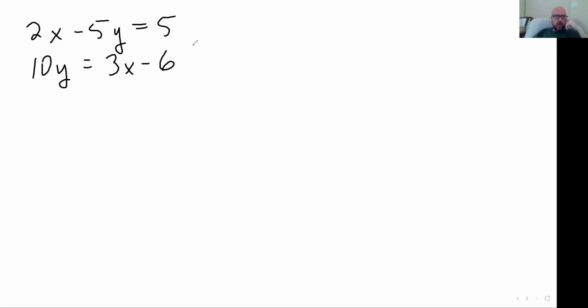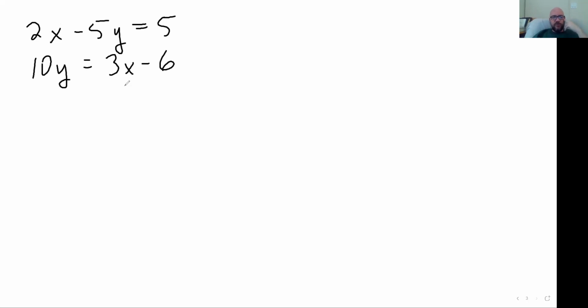Okay, so with the substitution method, the idea is that you want to solve for one of the variables and plug it into the other equation. And I'll show you what I mean by that. I want to get either x or y alone in either of these equations, and it does not matter which one you do. Some will be easier than others, but they will all work if you do it correctly. And then plug that in, and then solve the resulting equation.